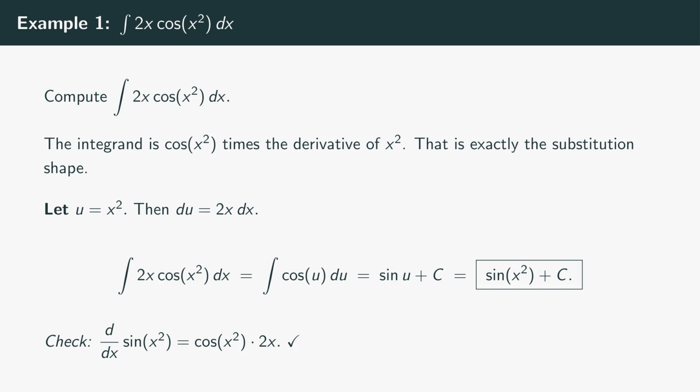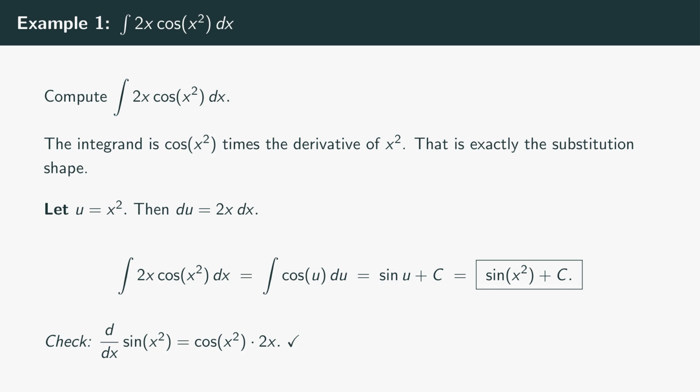Let u equals x squared. Differentiate: du over dx equals 2x, so du equals 2x dx. Now substitute. The x squared inside the cosine becomes u. The 2x dx becomes du. The integral becomes the integral of cosine u du, with no x's anywhere. That's an integral you know cold. An antiderivative of cosine is sine, so the answer is sine u plus c.